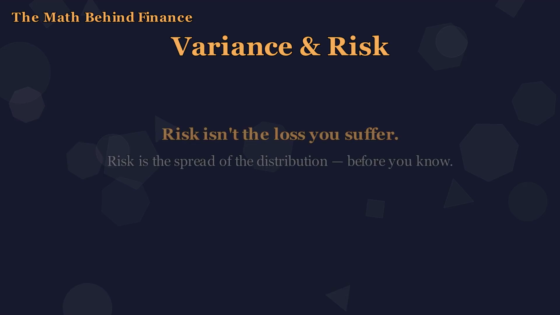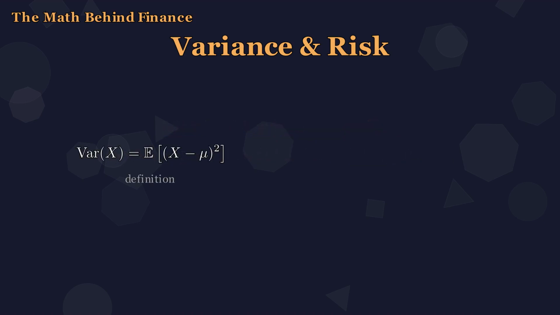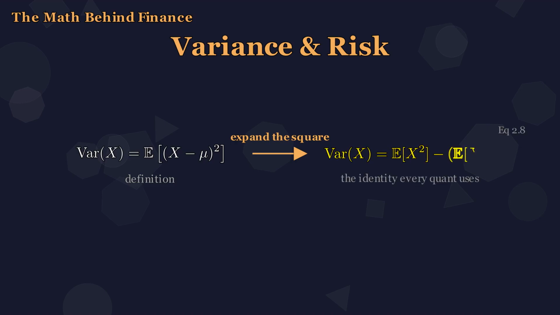Risk isn't the loss you suffer. Risk is the spread of the distribution before you know. That spread has a name and a number. The name is variance. Formally, variance is the expected squared distance from the mean. Algebraically, expand the square. Two of the terms collapse against the definition of the mean. What you are left with is the one identity every quant uses. Variance equals the expectation of X squared minus the mean squared. One definition, two forms. Use whichever is easier to compute.